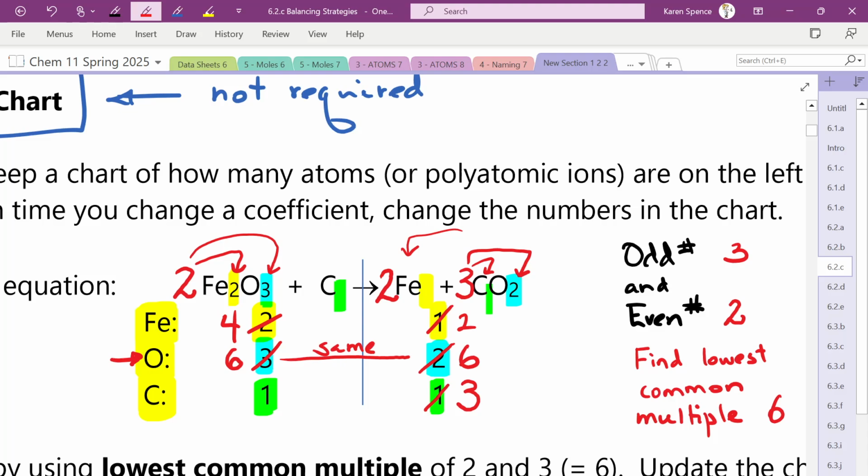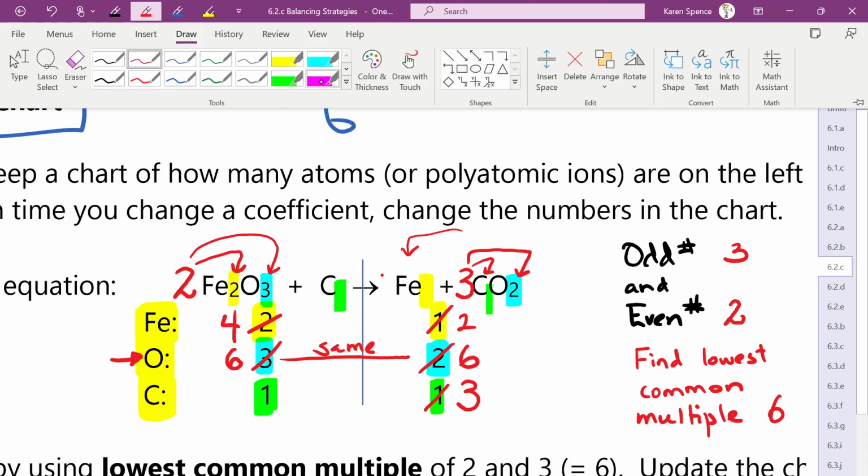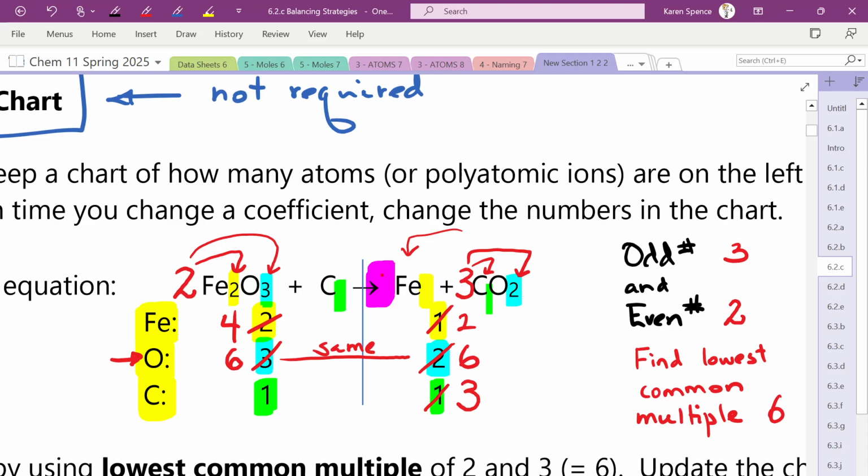Well, it doesn't, because I shouldn't have put a 2. I should have put a... What should I put here? I should put a 4. Okay, 4. Okay, and that gives me the same for my iron.